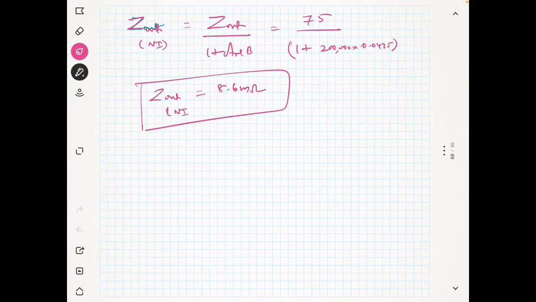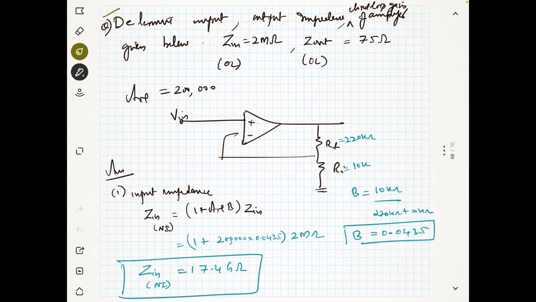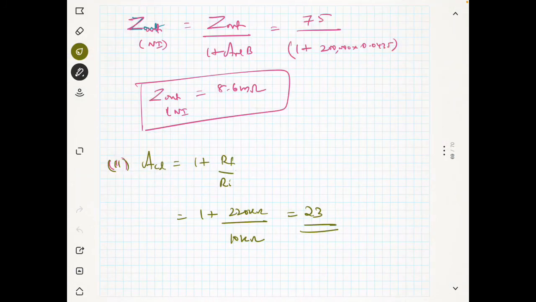Now what will be the closed loop gain of this amplifier? The closed loop gain, ACL, is nothing but 1 plus RF by RI. So it's nothing but 1 plus 220 kilo ohm divided by 10 kilo ohm. So it is 23. The voltage gain is 23. Now we will see one more problem. So this is question number 1 and 2. So another problem.